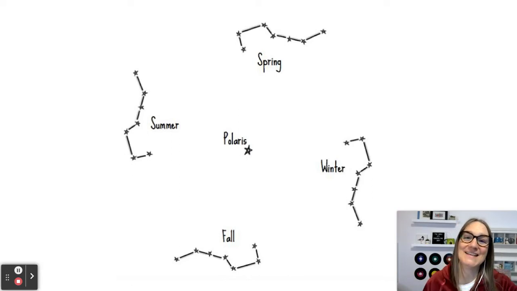Did you say that this is a rotation? If you did, you're right. The Big Dipper rotates about Polaris as its point of rotation, and it rotates in a counterclockwise direction. Such a cool connection between math and science right here.